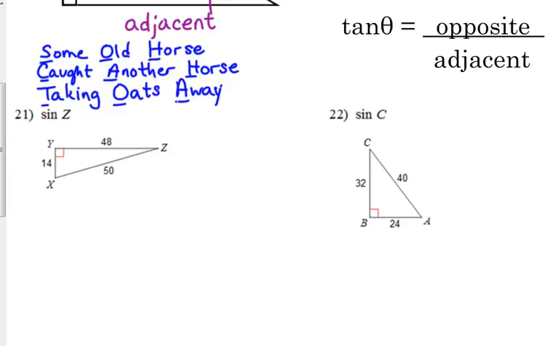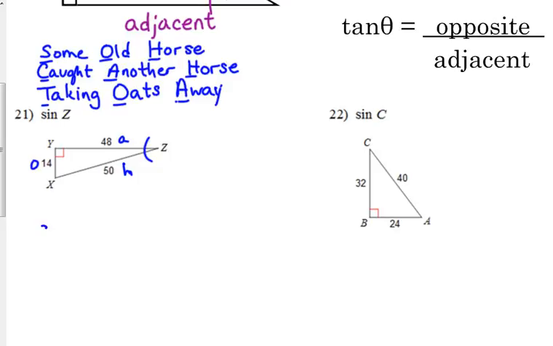The sine of z. Now, I don't care which angle, I don't care which trig ratio they ask us for. Every single time, I want you to label the sides at least with O, A, and H. So automatically, when I'm given a right triangle and I'm asked about trig, I'm going to label my hypotenuse first. Then they ask me about angle Z, so I'm going to draw that line through angle Z, so the other side that it touches is the adjacent, and then the odd man out is the opposite.